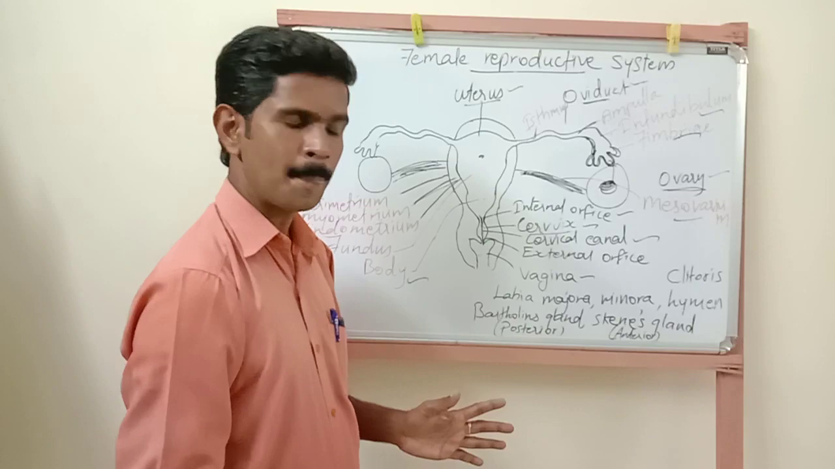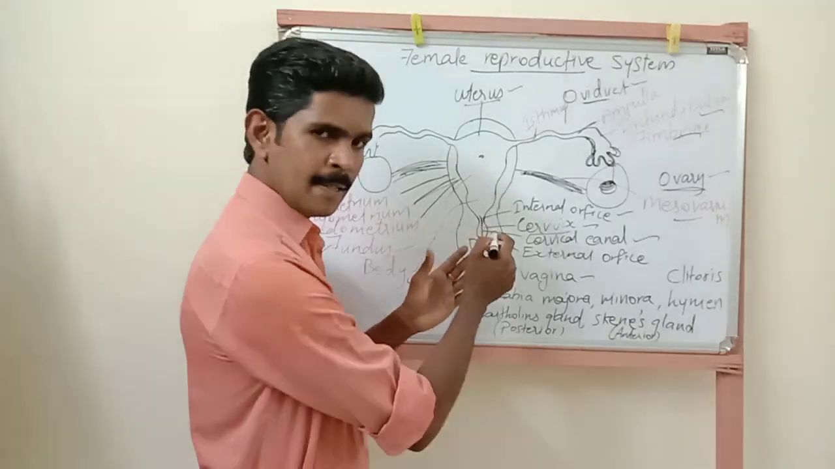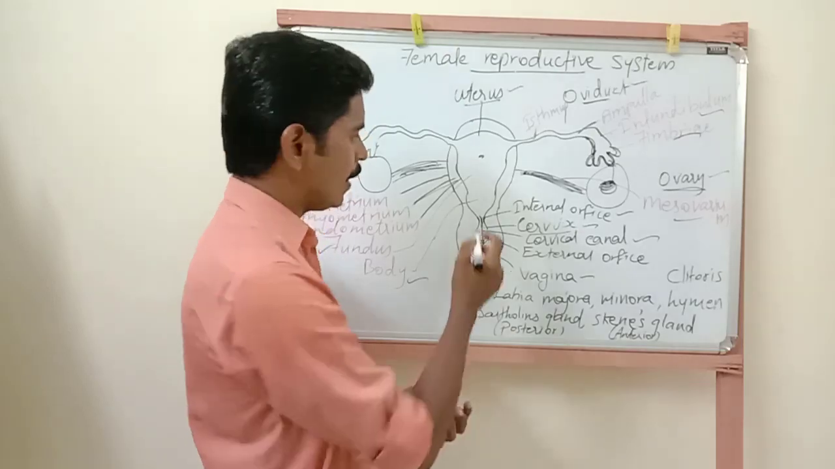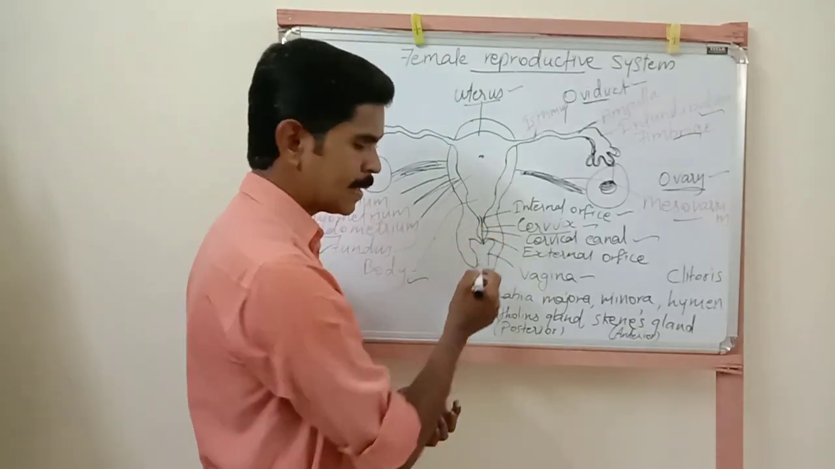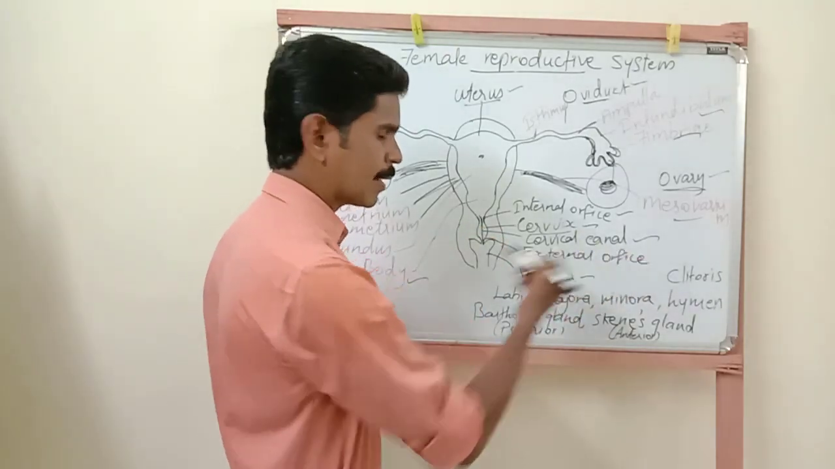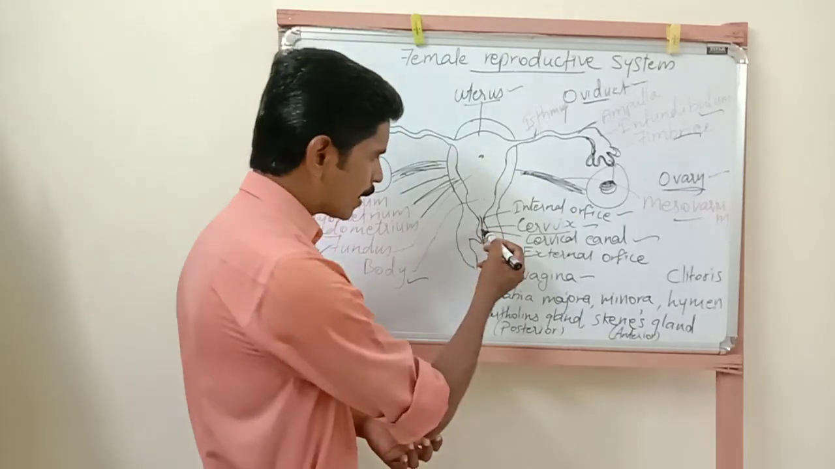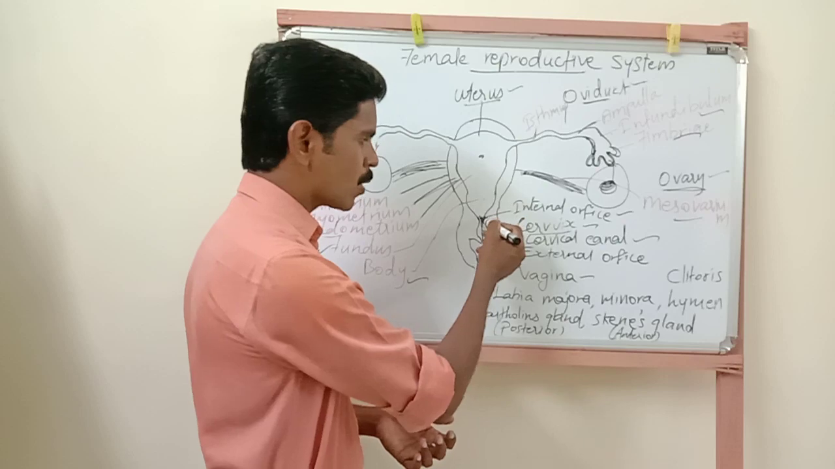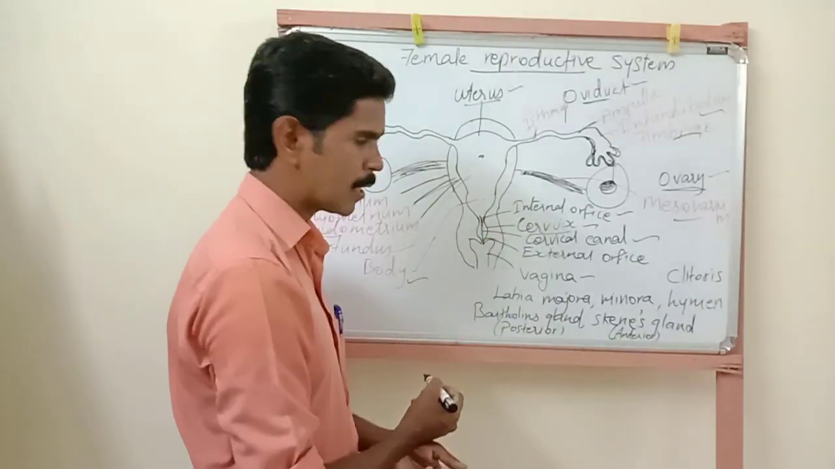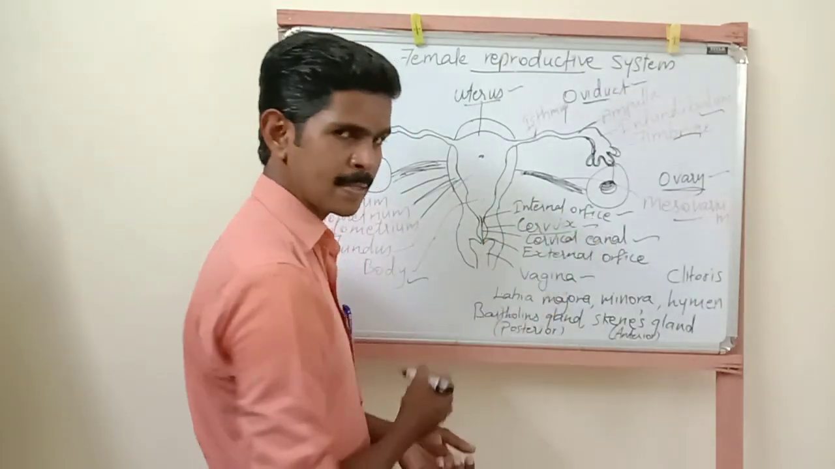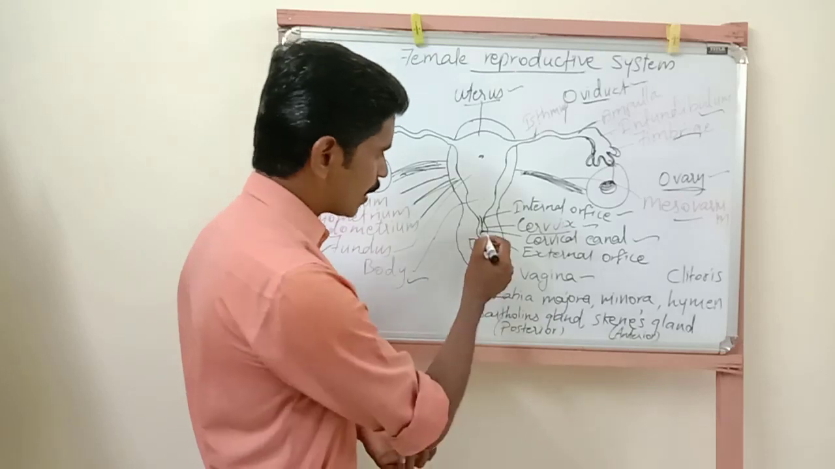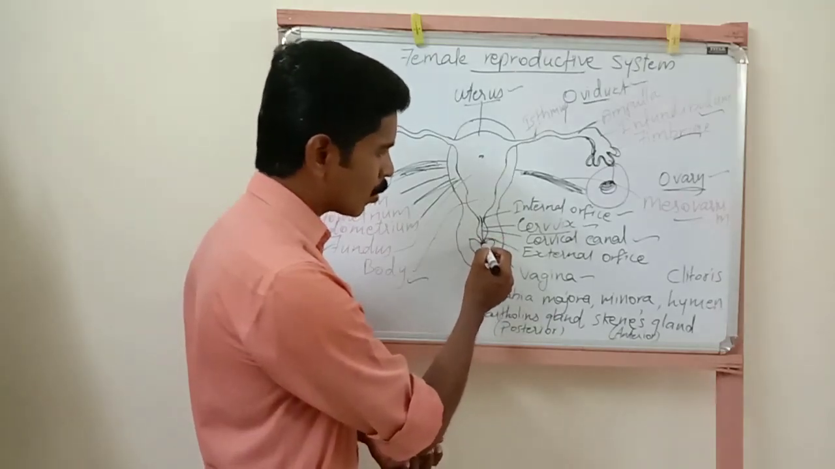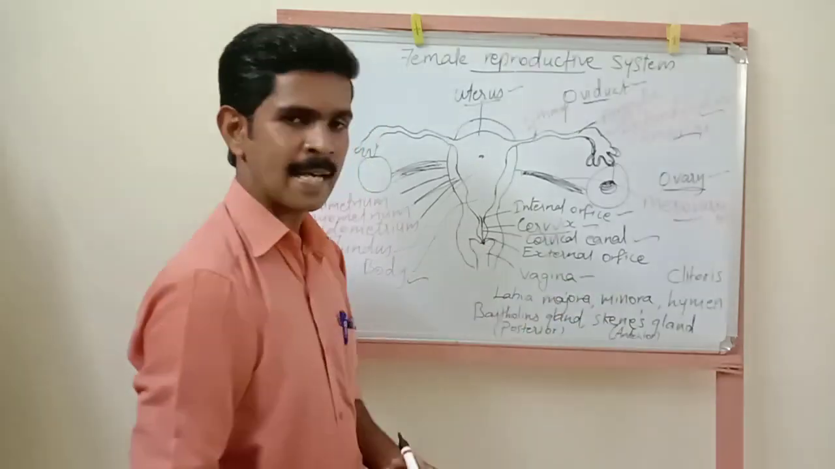Listen very carefully. This is the cervix region connecting the uterus with the vagina, and inside, in the center region, a canal is there. It is called the cervical canal. The cervical canal is connected with the uterus through a small hole or small opening. It is called the internal orifice. Similarly, the cervical canal is open or connected with the vagina through a small hole. This portion is called the external orifice.